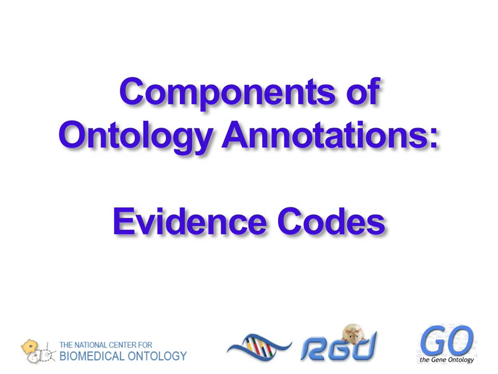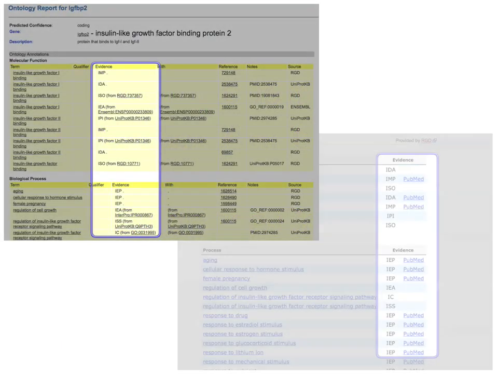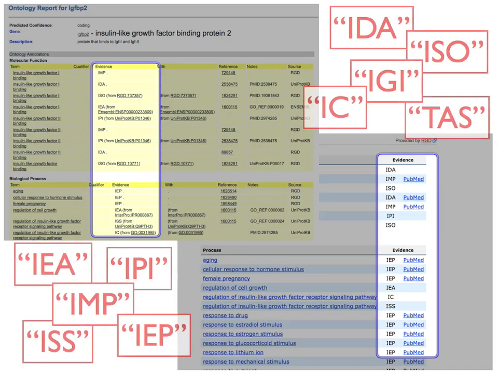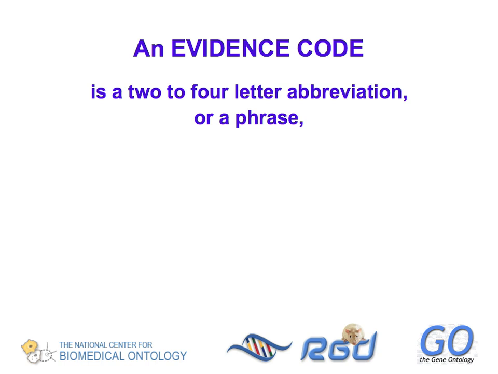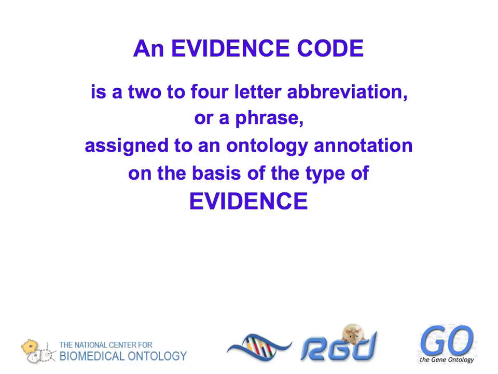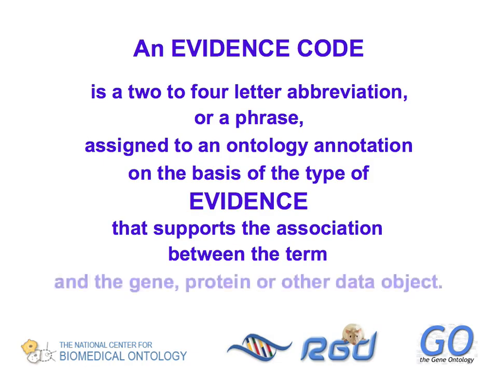If you've spent any time looking at Gene Ontology annotations at database websites like RGD and Entrez Gene, you've probably noticed a column labeled Evidence, filled with an alphabet soup-like list of letters. These are evidence codes. An evidence code is a 2 to 4 letter abbreviation, or a phrase, which is assigned to an ontology annotation on the basis of the type of evidence that supports the association between the term and the gene, protein, or other data object.